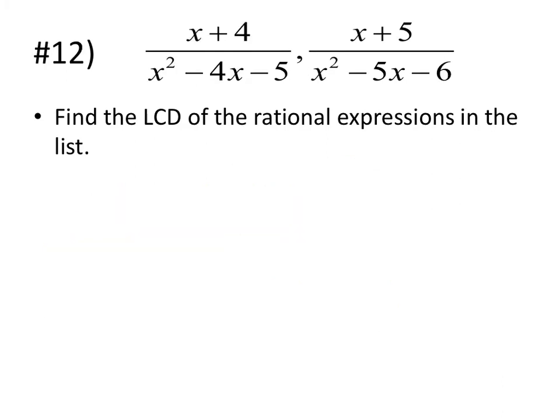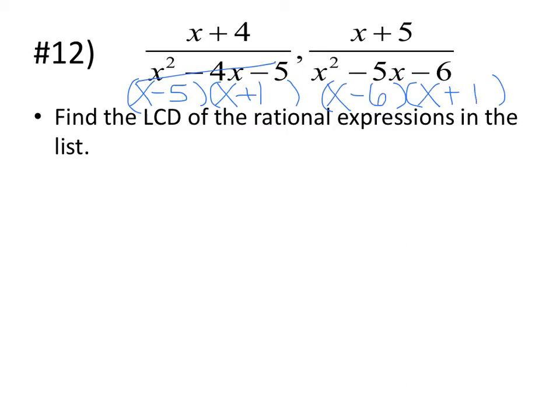Alright, so before you can find the LCD for this problem, you actually need to factor both denominators. So I've got x and x. It's going to be minus plus. Factors of 5 that give you 4 are 5 and 1. Over here, x and x, minus plus. Factors of 6 that would give you negative 5 are negative 6 and positive 1.